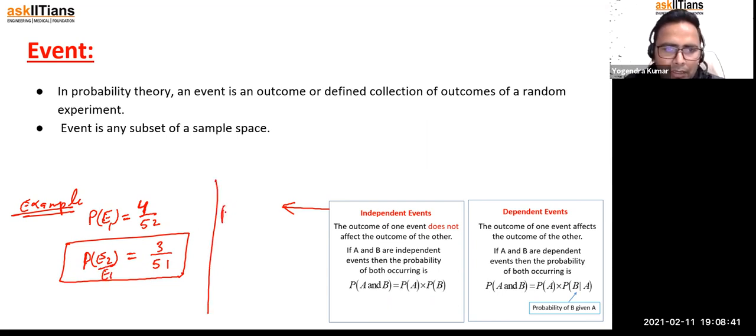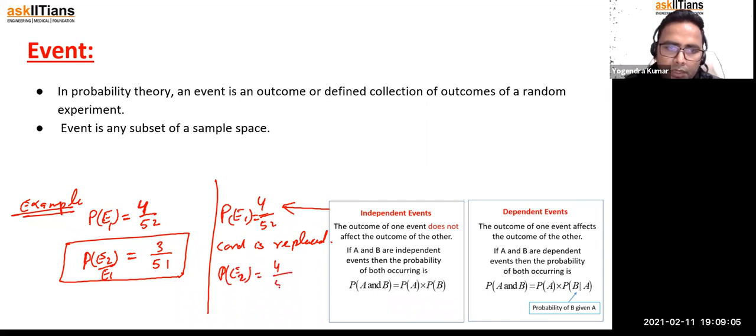Now, if I say I replace the card back, I picked up a card and I want the probability for that to be king. Now I'm replacing that card back. Card is replaced. Okay, it is replaced back in the deck. So now probability of E2, picking up another king, will be what? 4 by 52 itself. It is the same, right? It's not affected. So that is what this second one is, an independent case. This is dependent.